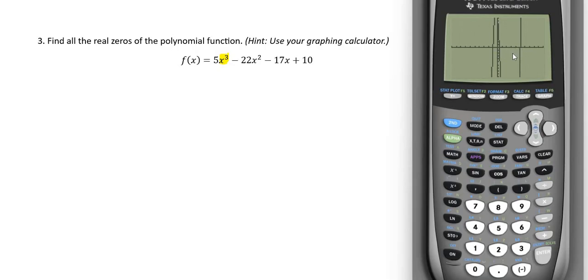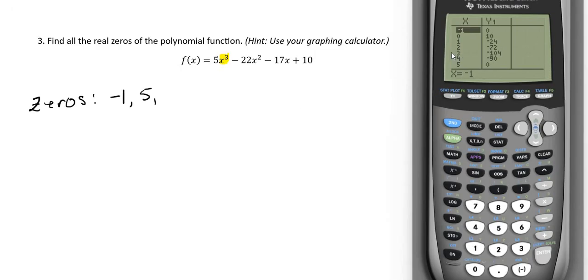And to me, this graph's a little hard to read. So what I'm going to do instead is look at the table. So second graph will get me my table. And I can see that I have a 0 at 5. I've got the 0.5. And then I also have a 0 at -1. I want to look at this table a little bit closer. Notice I have the point (0, 10), and I have the point (1, -24).